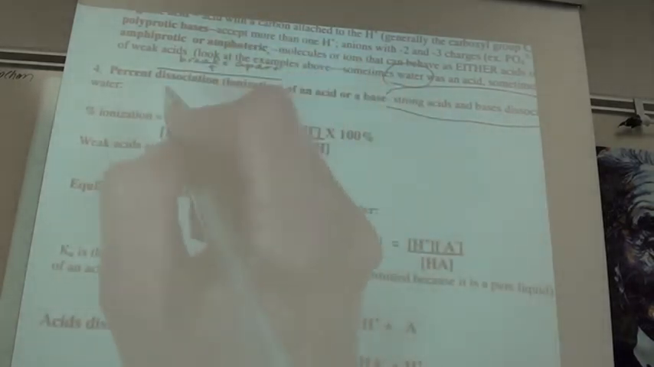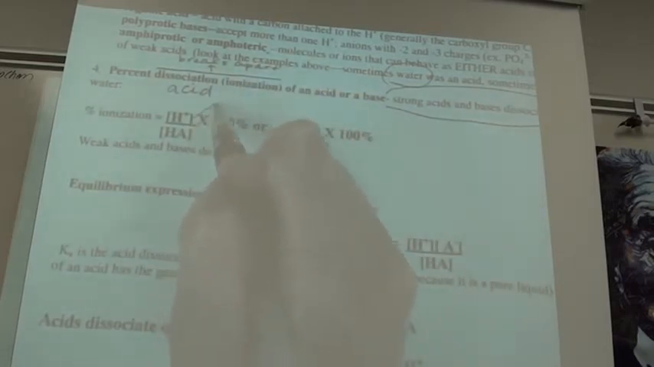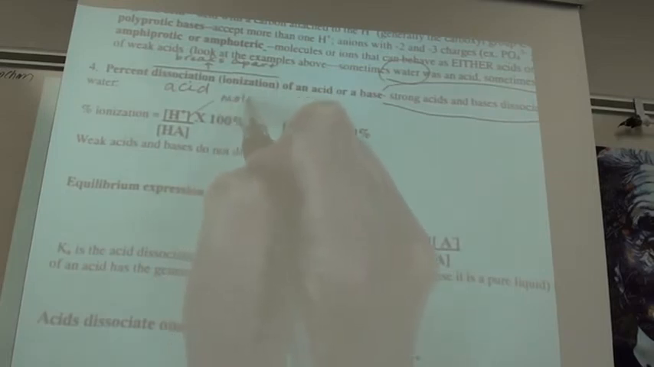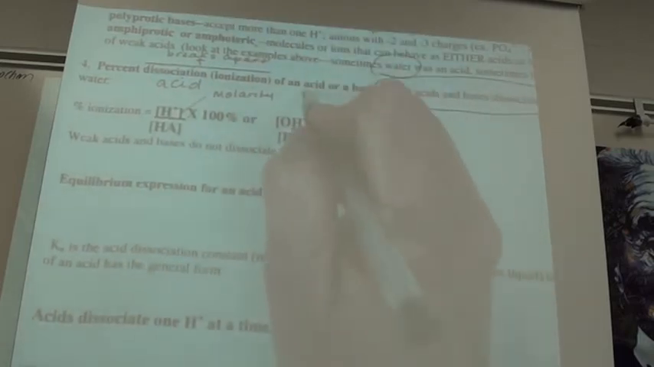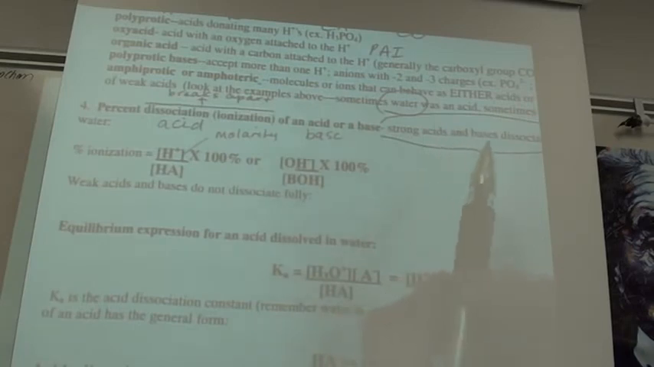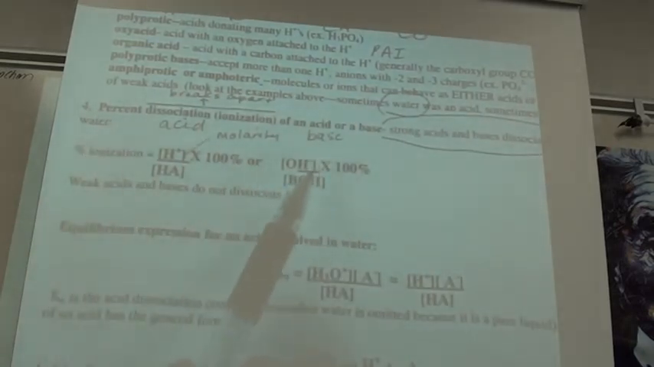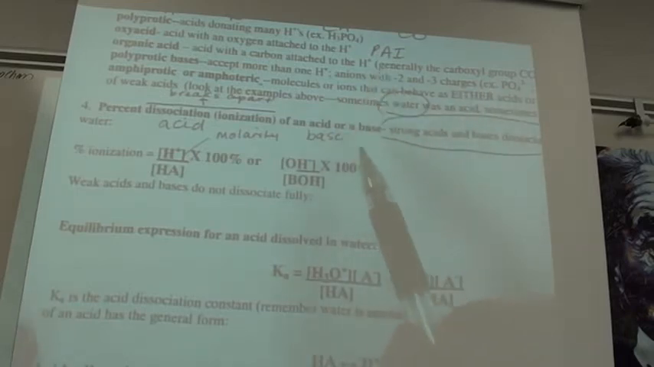If you're talking about an acid, to compute the percent ionization, you find the concentration in molarity of the hydrogen ion compared to the concentration of the acid, times 100%. If you're talking about the base, it would be the concentration of the hydroxide ion over the base times 100%. Strong acids and strong bases have a percent ionization of 100. Do not be fooled on any test when you think, oh my God, I can't do this math, there's not enough information. The answer is 100.